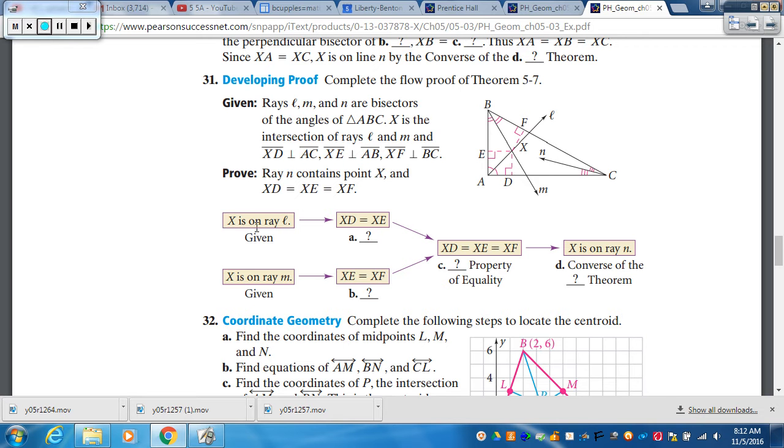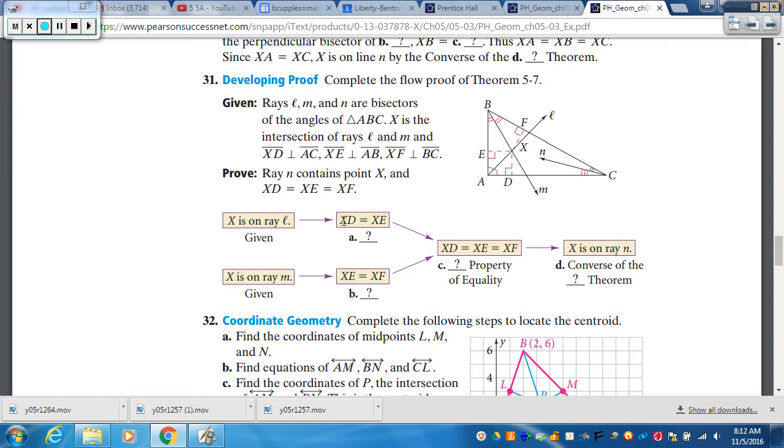So if we look here, X is on ray L, okay, all right. So we know XD equals XE, and I would just say this. If a point is on the angle bisector, then it is equidistant from the sides of the angle, okay? So those two lengths have to be the same. We know X is on ray M, so this one right here. So I know XE would equal XF, and it would be by the same reason. If any point is on the angle bisector, then it is equidistant from the sides of the angle. You could also say the angle bisector theorem.